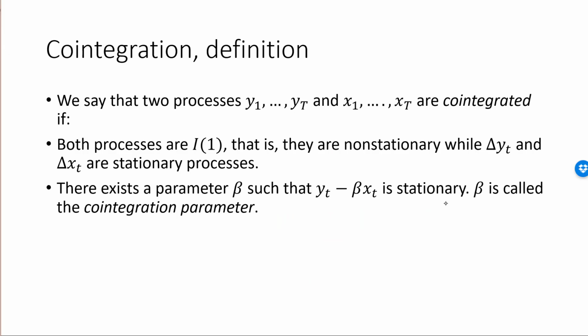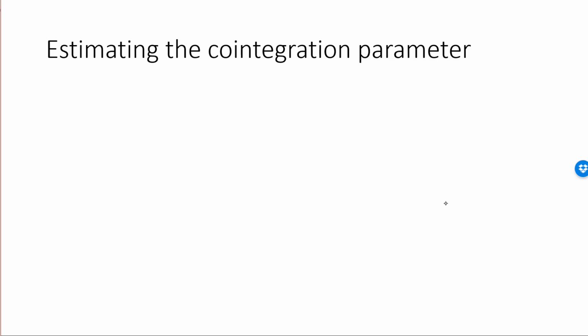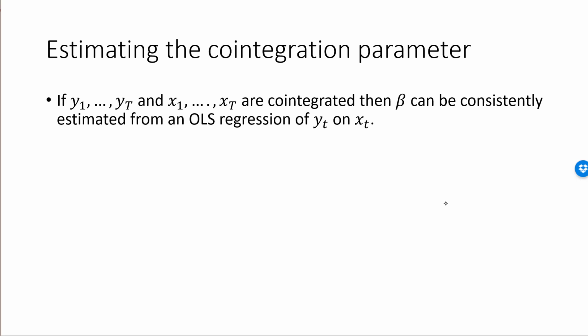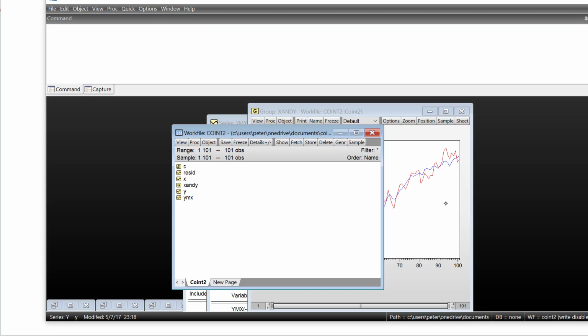So far, I have simplified matters quite a lot because in the simulation, I knew the value of the cointegrating parameter beta. That will in most cases not be the case. You only have your data for y and for x, not knowing the cointegrating parameter. So what you can do then is to simply estimate the cointegrating parameter. And we have the following result. If your y series and x series are cointegrated, then you can actually estimate this beta parameter using OLS.